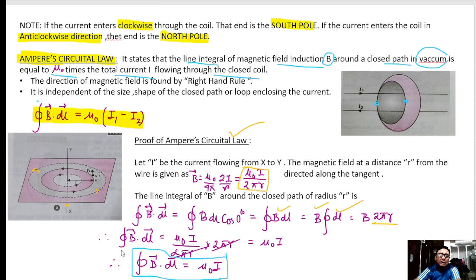That means it's correct that if I want to find out around the closed loop what is the total magnetic field, I can only do mu 0 into I. Mu 0 into I in vacuum, where I is the current flowing through the wire. Clear?